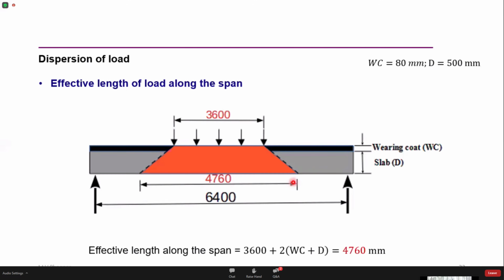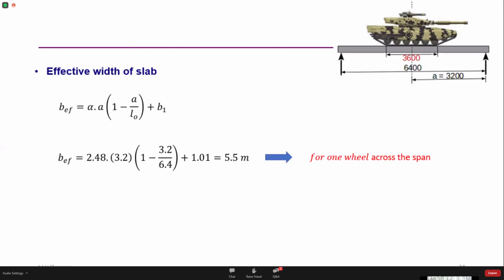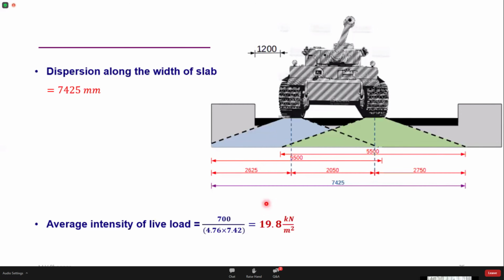So this 7.425 meter is the effective length of the load across the span, and similarly 4.760 is the effective length of the load along the span. These are the two dimensions required for the calculation of your bending moment and shear force. I know the total load of this vehicle is 700 kilonewtons. From this, I can calculate the intensity of live load. Dividing the load by the area, I'll get something like 19.8 kilonewton per meter square. So this is the average intensity of live load.